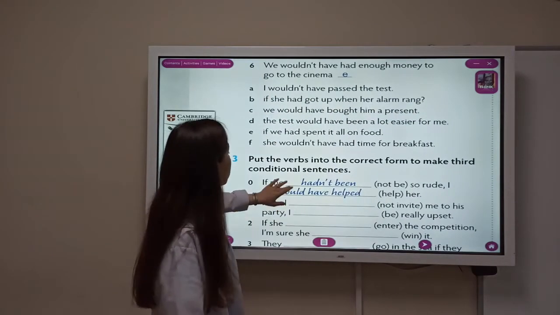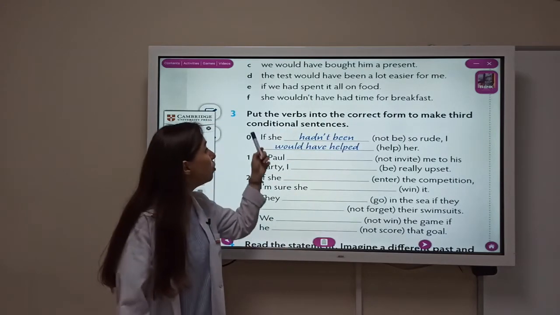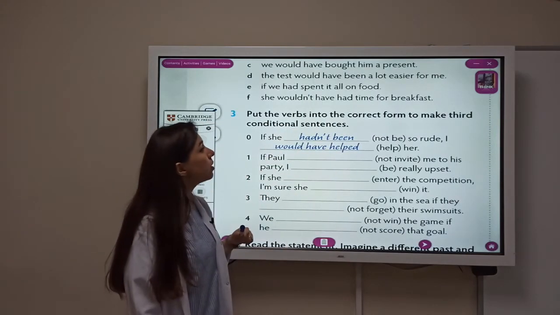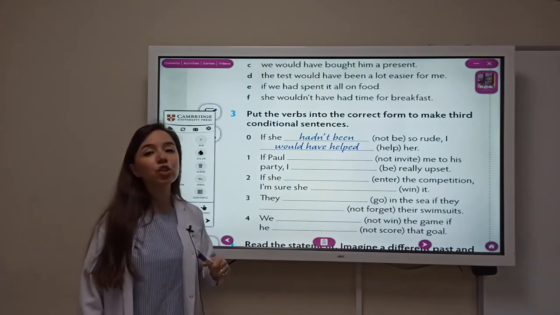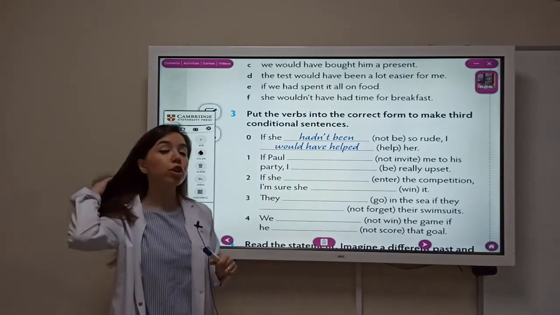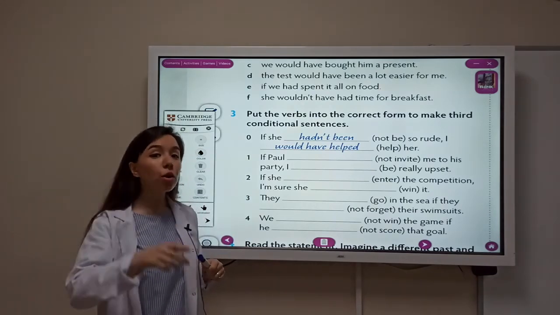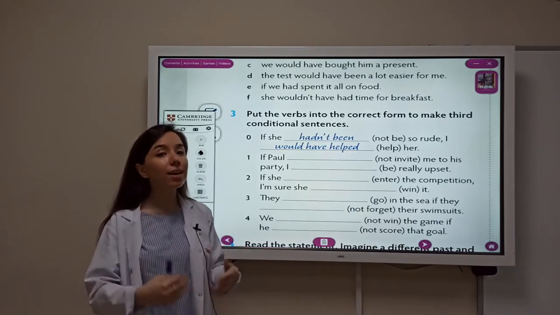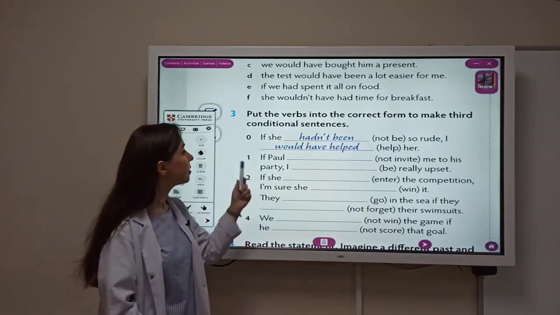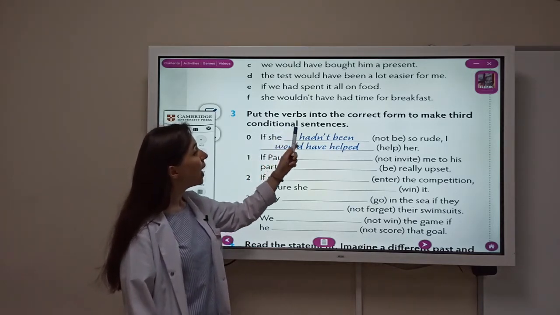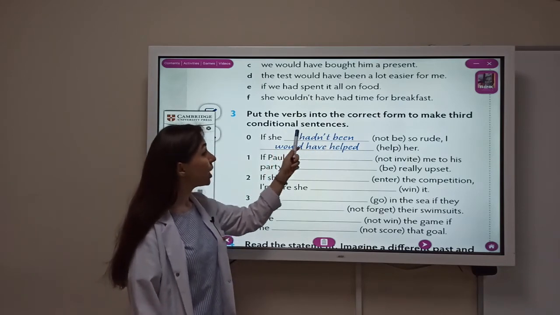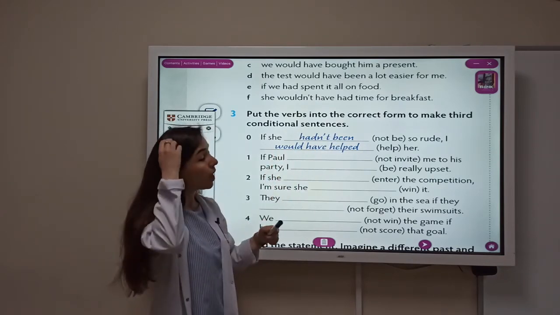So come here, number 3. Put the verbs into the correct form to make third conditional sentences. It's important to use the verbs in the correct form for making first, second, and third conditional sentences. Like the first one. If she hadn't been so rude, I would have helped her.